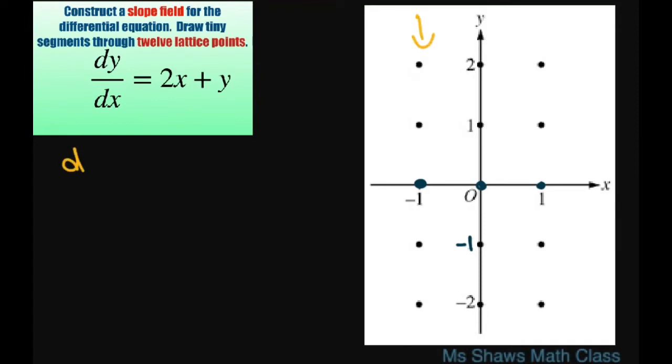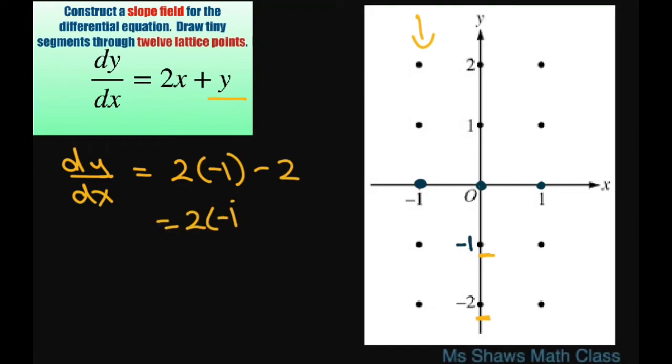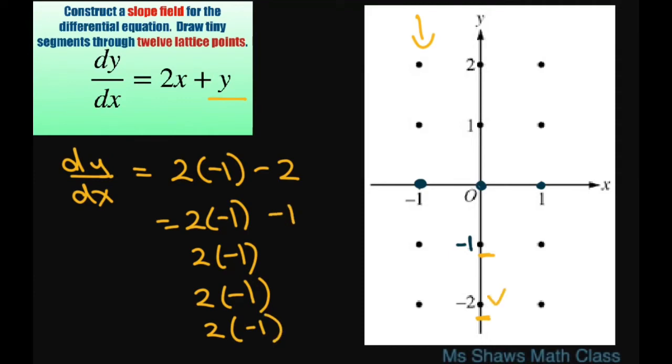So we have dy/dx equals 2 times negative 1. And then our y is you just plug in your y. We can start with negative 2 if you want. So we have negative 2. And we're just going to do 5 points here. So this is where x is negative 1. So we did our negative 2, do your negative 1, do your 0, 1, and 2.